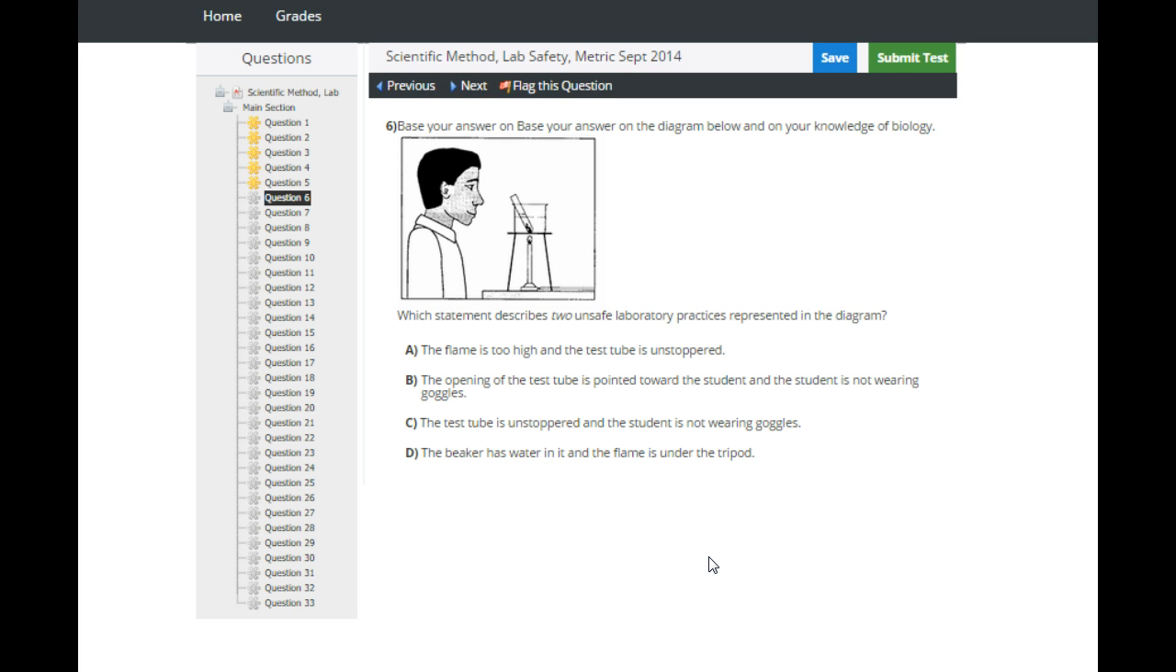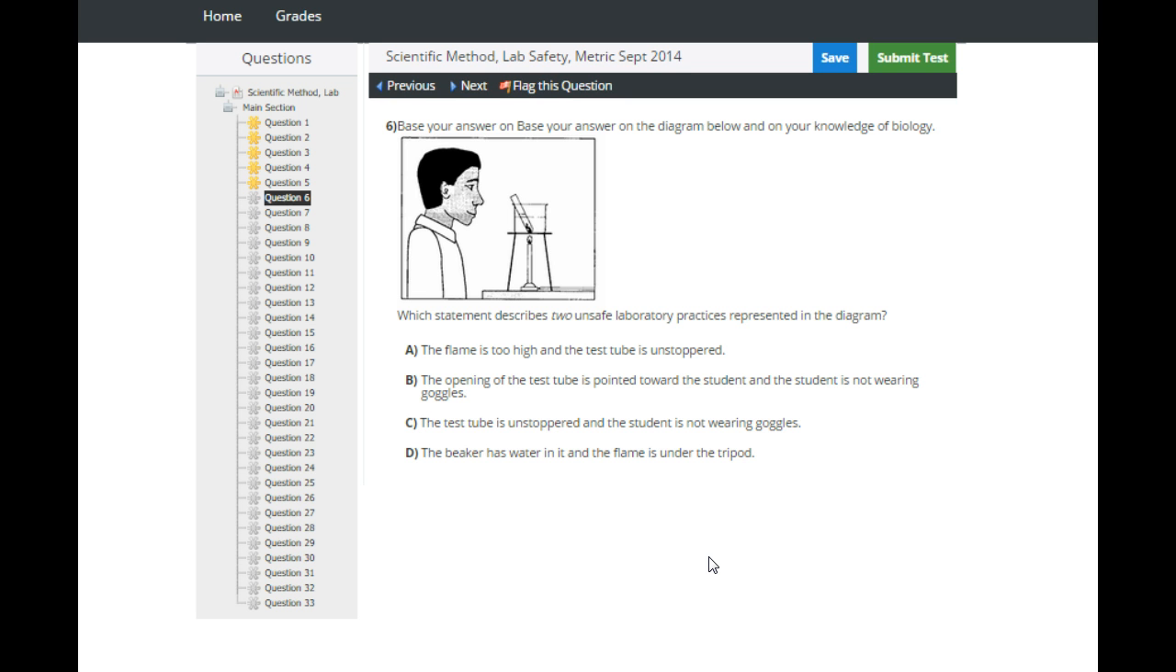C, the test tube is unstoppered and the student is not wearing goggles. Again, there's that unstoppered thing. We never talked about that. It's never going to be an answer that we have not talked about. D, the beaker has water in it and the flame is under the tripod.